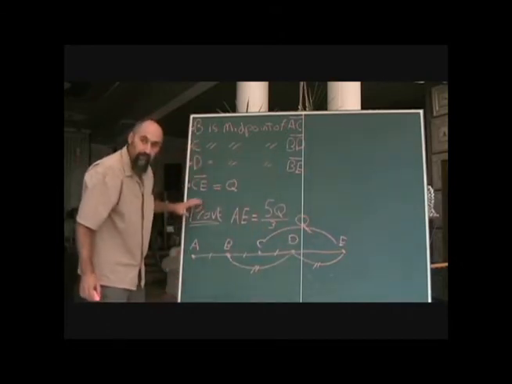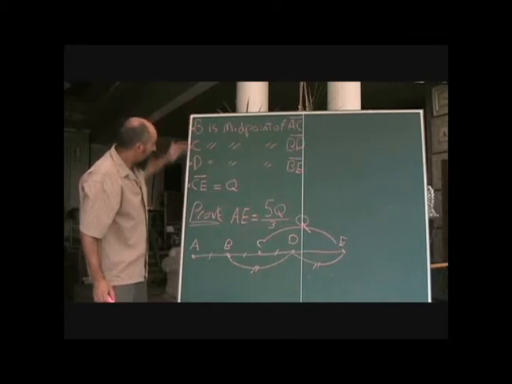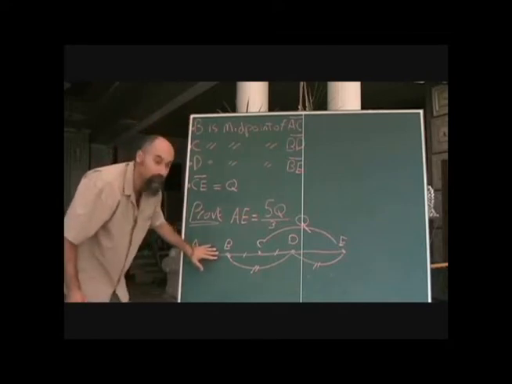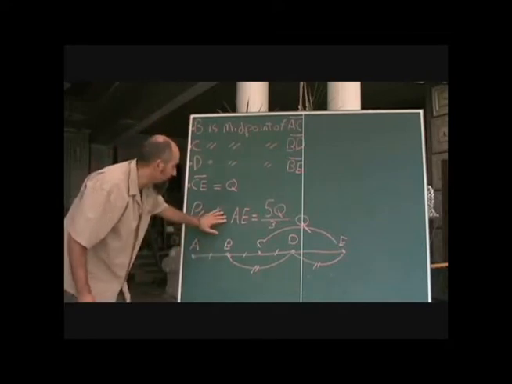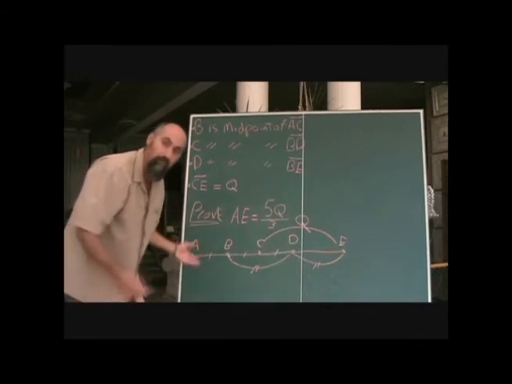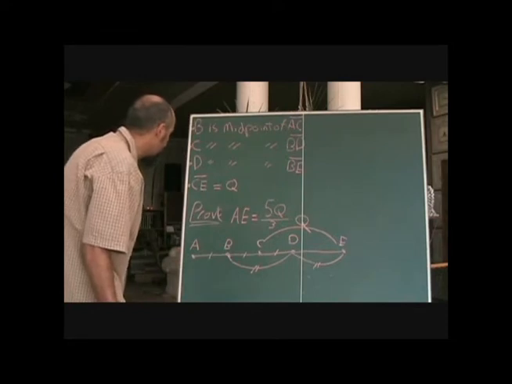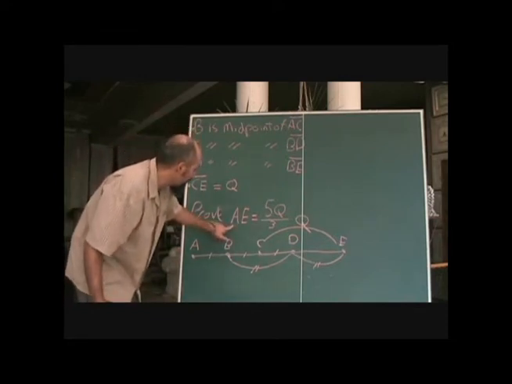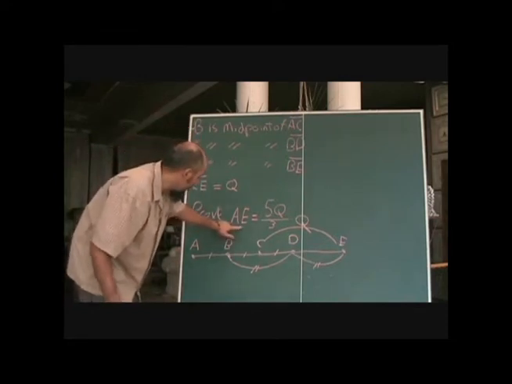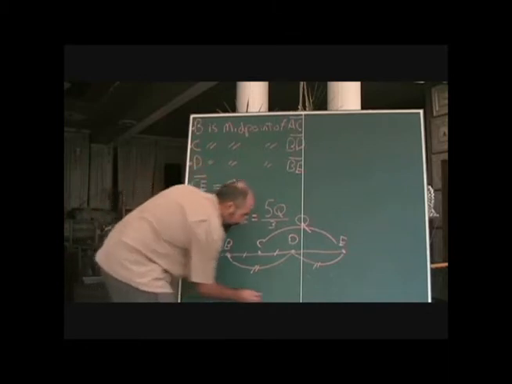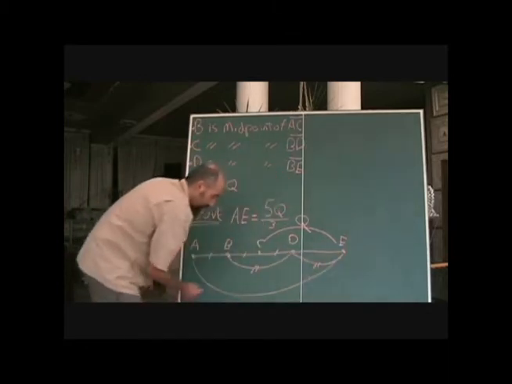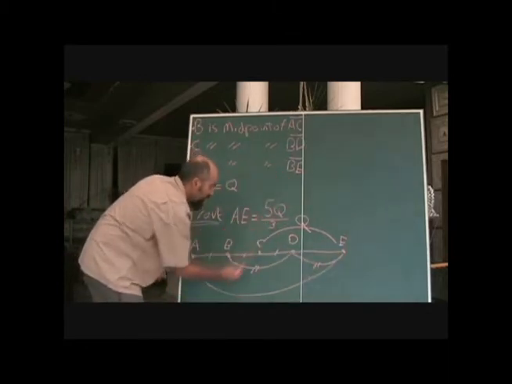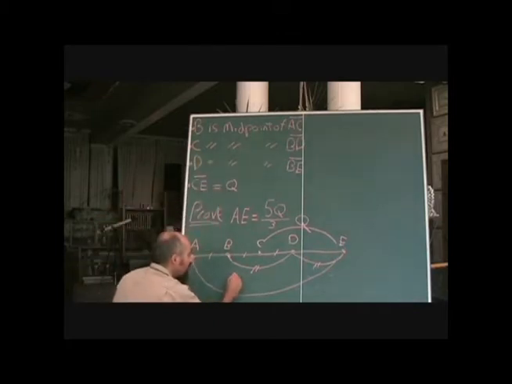What we've done right now is transferred the whole problem into visual form so we can deal with the question that they're asking us to prove. So right now you can step back, take a look at this, and figure out what you need to find out. AE is equal to 5Q over 3. We have to prove this.